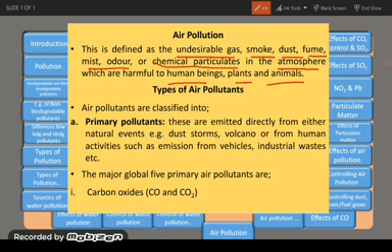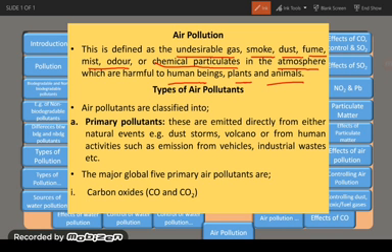Now, types of air pollutants. Air pollutants are classified into, one, the primary pollutants. A primary pollutant is a pollutant resulting from natural occurrences such as dust storms, volcanoes, or from human activities such as emission from vehicles, from industrial waste, and some other human activities.